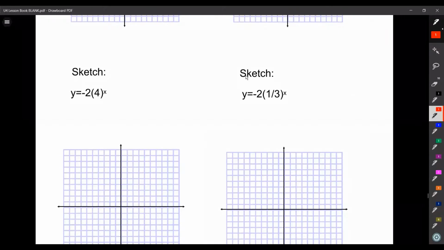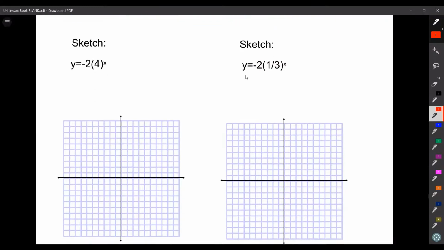All right, so I'm noticing for these ones that A is negative. So these must be below the asymptote. This is a vertical reflection.